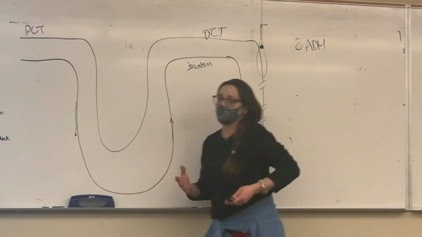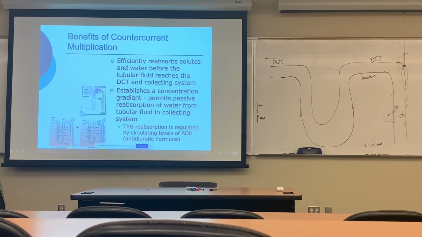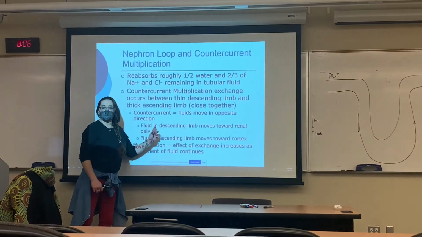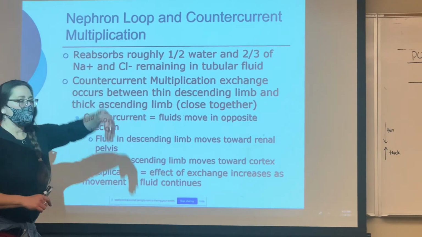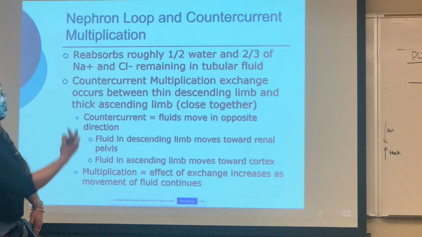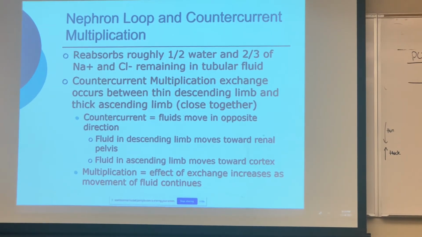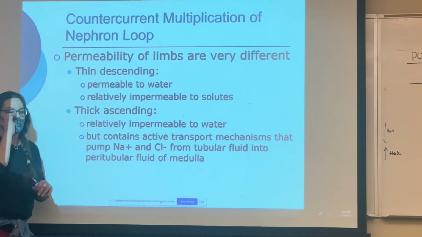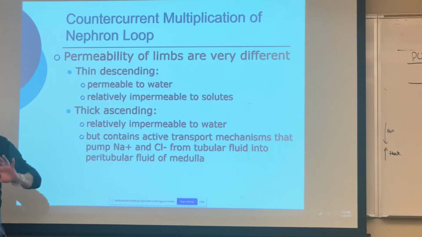Okay? Now, how's it work? It works because, again, we have fluid moving in opposite directions. That's the counter-current part of it. We have filtrate moving down the descending limb, at the same time we have filtrate moving up the ascending limb, counter-current. The second thing is, those limbs are close together. We said we gotta have that, the limbs have to be close together, which they are. Third, the limbs have different permeabilities.